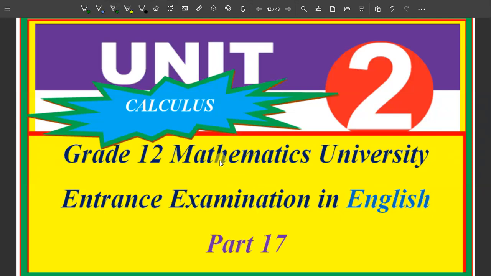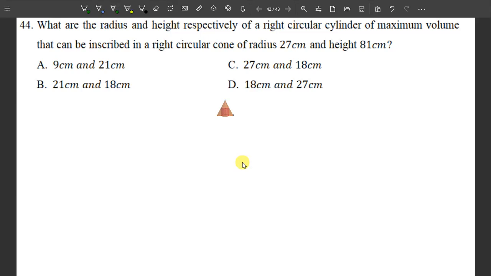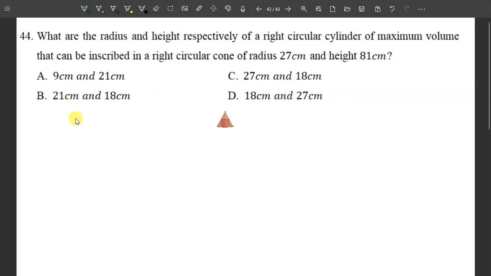As you know, it has been a long time since I posted my last video, and today we will see the final question of application of derivative, and we begin with this particular question. The question says: what are the radius and height respectively of a right circular cylinder of maximum volume that can be inscribed in a right circular cone of radius 27 centimeter and height 81 centimeter? That is what the question says.